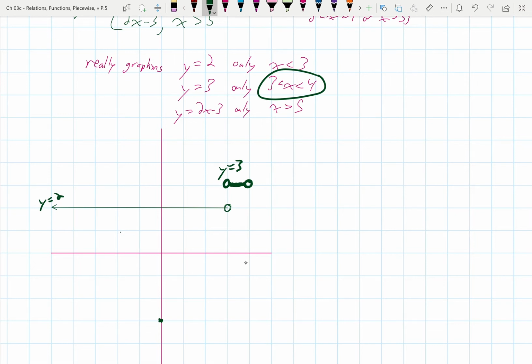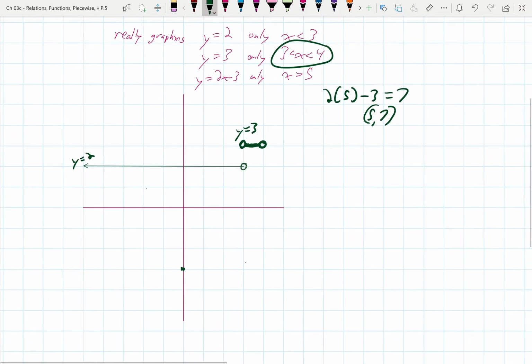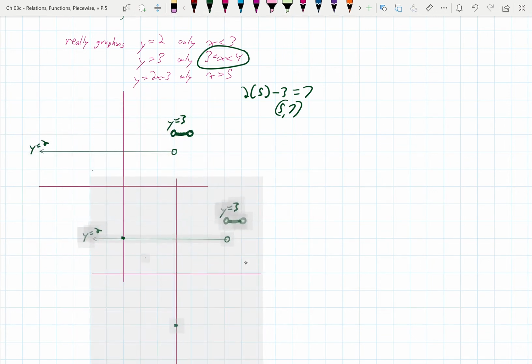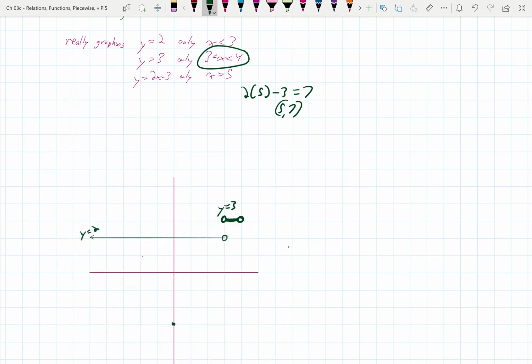Well, if I take 5 and I plug it in, 2 times 5 minus 3 is 7. That means that I can graph (5, 7) as an open circle and get that going. So let's graph that. In fact, I'm going to want to slide this whole thing over so I have some more space to graph (5, 7). So 1, 2, 3, 4, 5, 1, 2, 3, 4, 5, 6, 7. That's going to be this ordered pair right there.